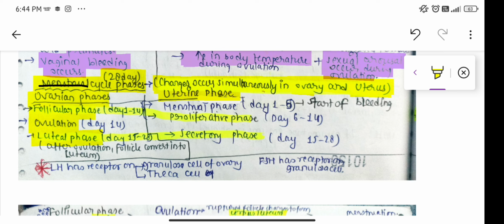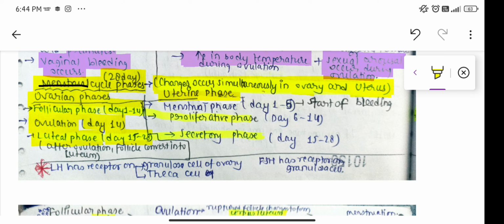The follicular phase denotes the development of the follicle, the Graafian follicle, from the primordial follicle, and it takes 14 days, from day 1 to day 14. I will give you the screenshot at the last. Ovulation occurs at day 14. The luteal phase is the phase in which the corpus luteum forms, and it lasts from day 15 to 28.